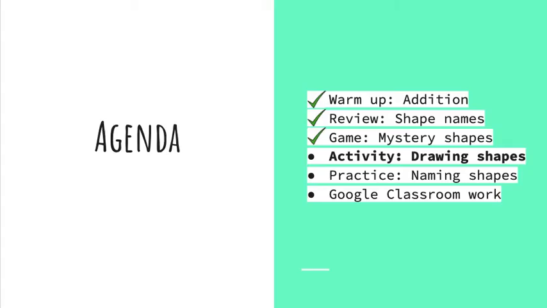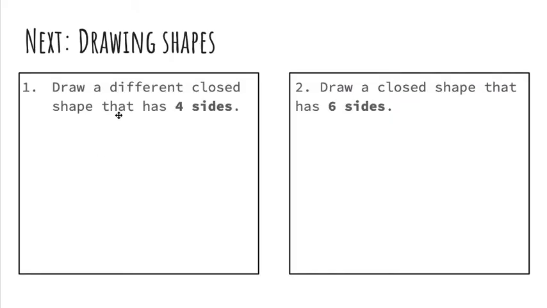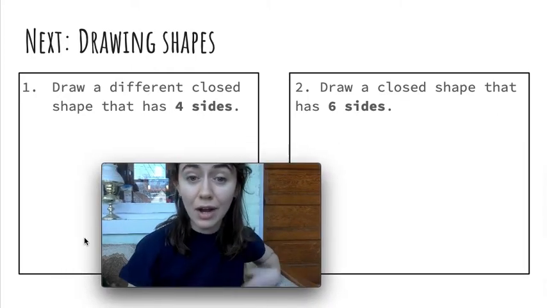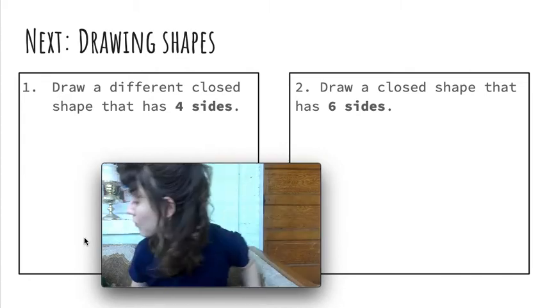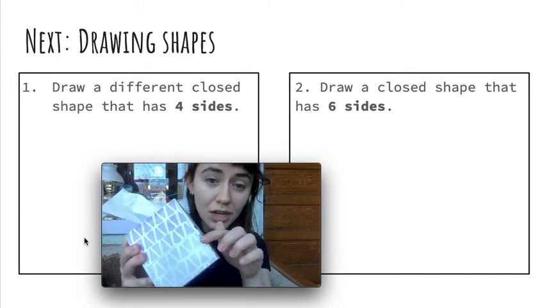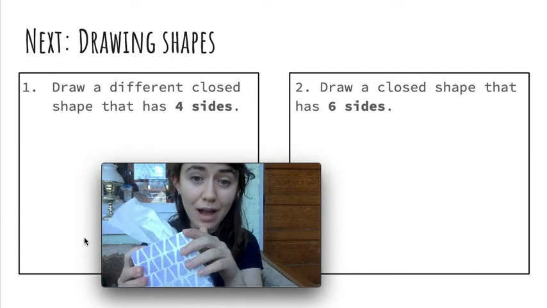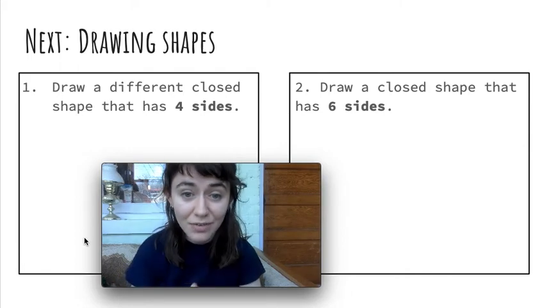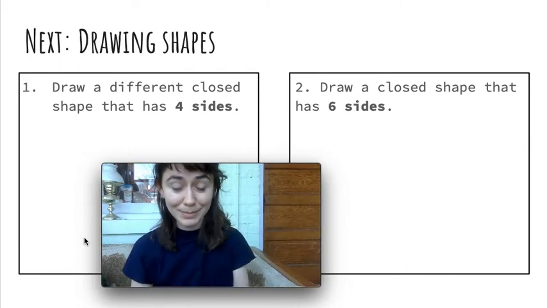All right, we did a good job playing our mystery shapes game. It's time for our drawing shapes activity. So I want you to take your paper and write down a 1 and write down a 2 and make a big box. And inside the box that says 1, I want you to draw a closed shape that has 4 sides. Then inside the box that says 2, I want you to draw a closed shape that has 6 sides. For this, you might want to use your straight edge to make sure that your sides are straight and not curved, all right? So go ahead, pause the video, and draw your shape. Then press play when you're ready to see the shapes that I drew.